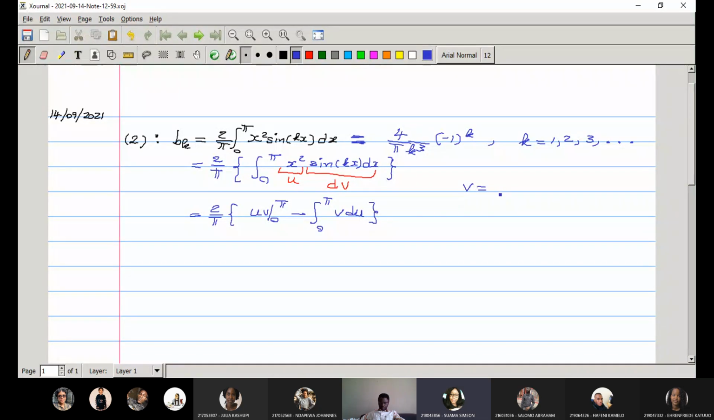Is it not negative cos kx over k? Okay, you can write this because your k starts from 1. So you can divide, right? k cannot be 0 here. So since it starts from 1, no problem, you can do that.